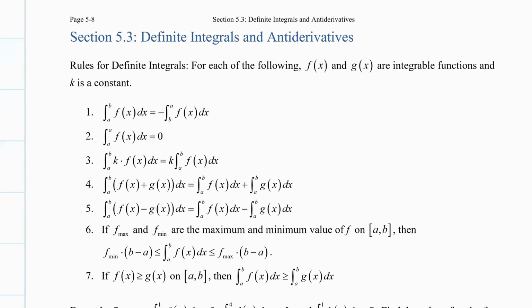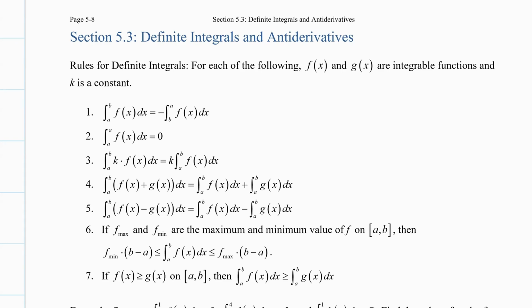Hey, let's talk about section 5.3. We're talking about definite integrals. We're going to talk about antiderivatives. Big idea here, and that is that there are rules having to do with definite integrals. These expressions are supposed to represent something having to do with the area between curves and the x-axis.